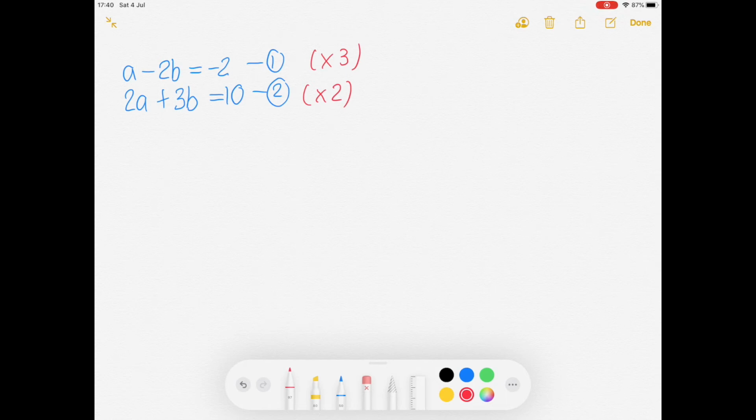So doing equation 1 first, it's going to be 3a minus 6b equals minus 6. And then equation 2 will become 4a plus 6b equals 20. Okay, the reason why I've chosen to pick the b's this time is because we've got a minus b and we've got a plus. We've got two signs that are opposites. There is a little acronym that you should know. Same signs, subtract.